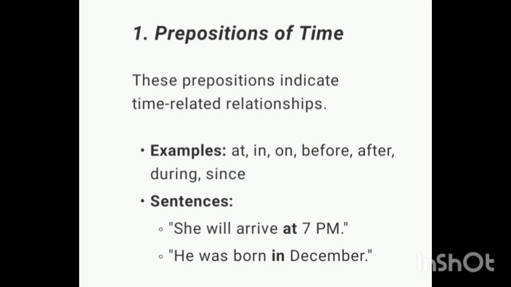These simple prepositions are subdivided again into many kinds. The first one is preposition of time. These prepositions indicate time-related relationships. Examples: at, in, on, before, after, during, since. All these indicate about time. Here are a few examples again. She will arrive at 7 p.m. He was born in December.